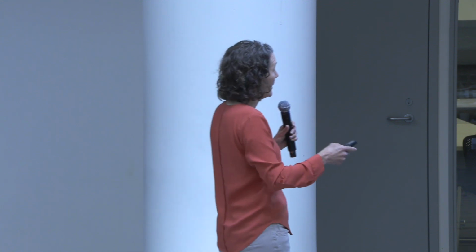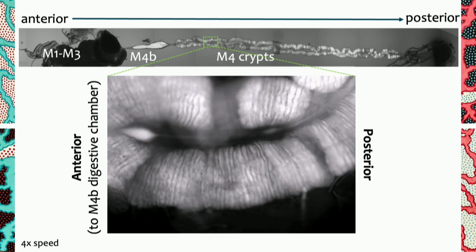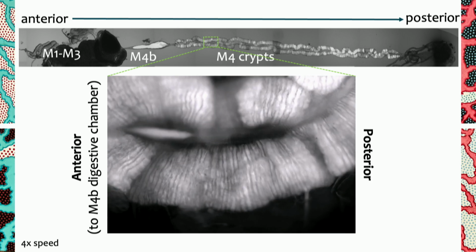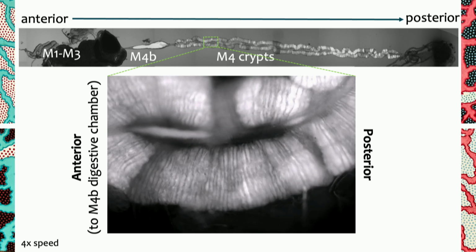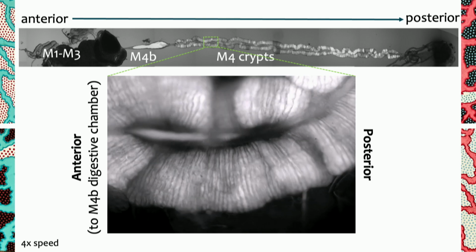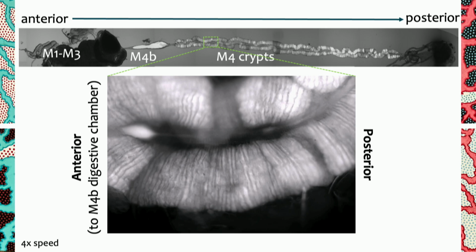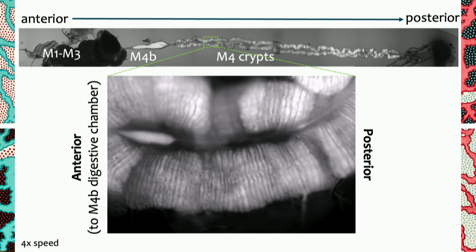So if we look at the gut, which I've strung out here, and we zoom in on a video, that ball of stuff in the middle is bacteria that's being shuffled back to this thing called the M4B, which is a bulb. And they actually eat the bacteria. So some of it is just, I store these bacteria, and then I'm gonna shuffle some back into this digestive chamber to eat later.